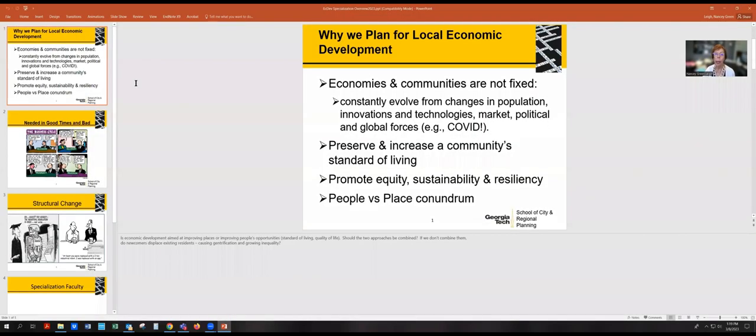So we plan for economic development in cities and rural areas and small towns and major nations because economies and the communities that they're in are not fixed. They are constantly changing, from changes in population, from innovation, from new technologies, from market forces, political and global forces. For example, COVID has had a great impact on economic development at the local level and at the international level.